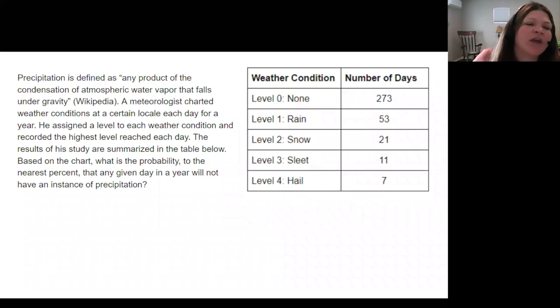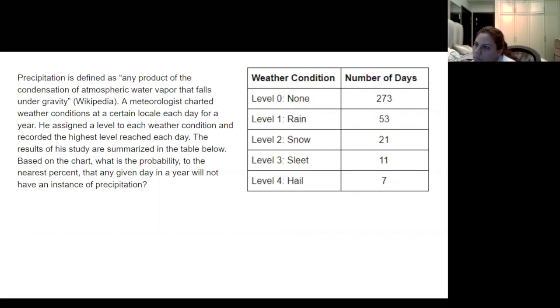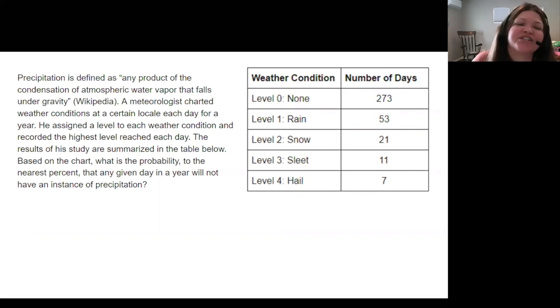Let's take a look. Precipitation is defined as any product of the condensation of atmospheric water vapor that falls under gravity. Oh my goodness, what a definition. A meteorologist charted weather conditions at a certain locale each day for a year. He assigned a level to each weather condition and recorded the highest level reached each day. The results of his study are summarized in the table below, or to the right, actually.